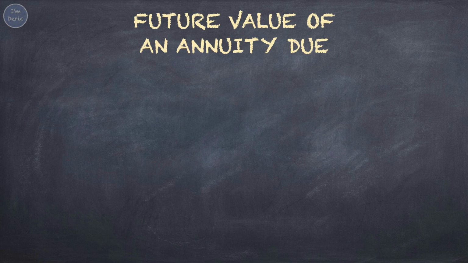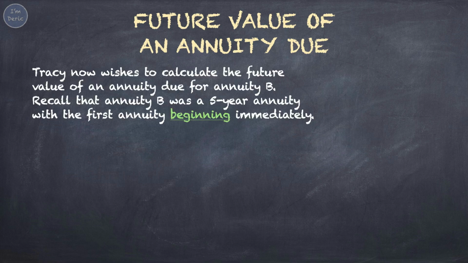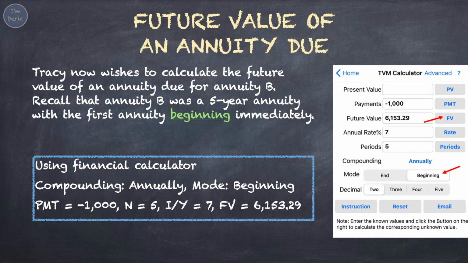If we slightly modify the question, Tracy now wishes to calculate the future value of an annuity due for Annuity B. Recall that Annuity B is a 5-year annuity with the first annuity beginning immediately. Using financial calculator, set annually compounding, and set beginning mode. Then key in PMT equals -1000, N equals 5, IY equals 7. Last step, press FV, you will get the answer. Under beginning mode, the FV is higher, which means Tracy will receive more money for taking an annuity due.